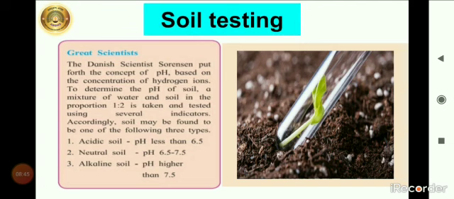Students, china clay is an industrial mineral of the type kaolin. It is found in China and hence called china clay. Upon heating, this soil acquires a glaze and hardness and therefore is used for making crockery. So this is all about soil texture.